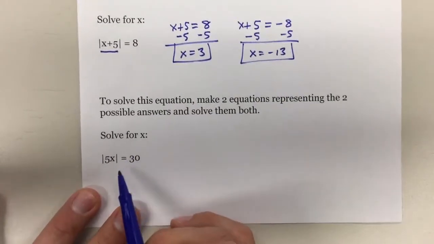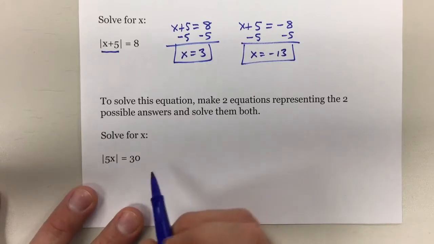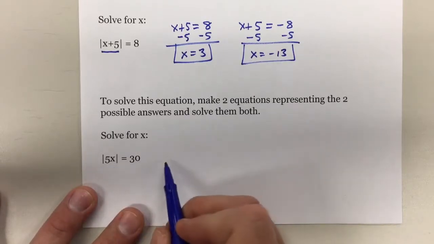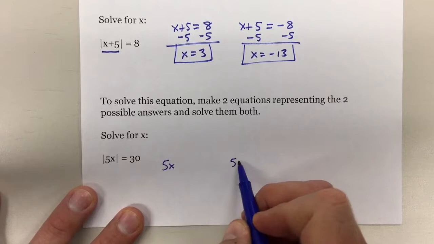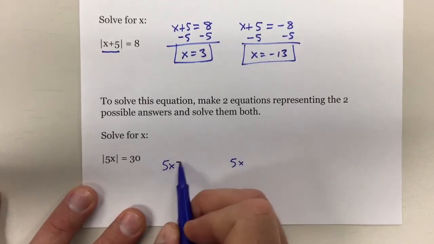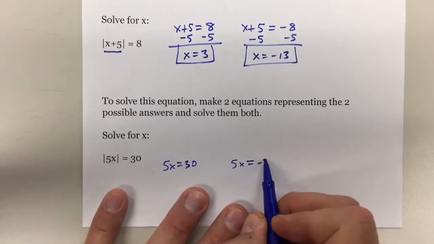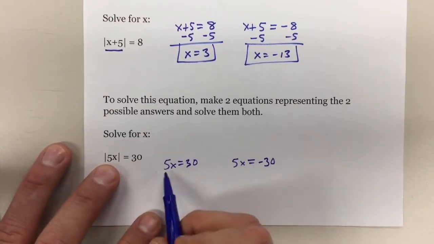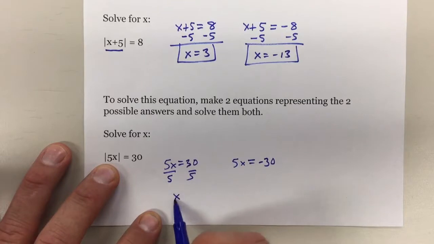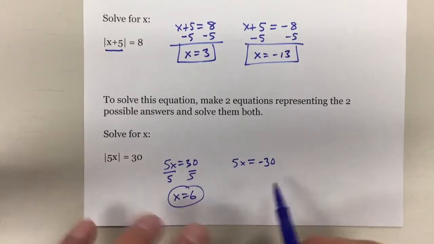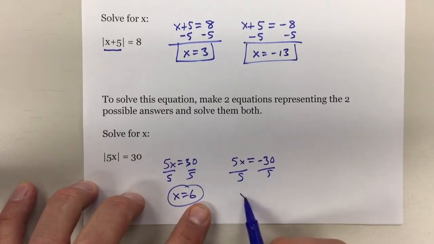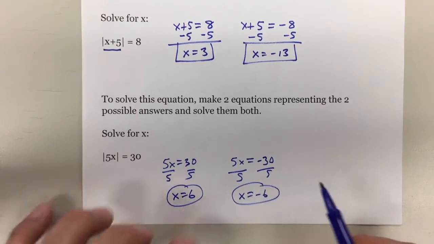Here's another absolute value equation. I have the absolute value of 5x equals 30. Again, whatever's inside the absolute value, you're going to write it down twice. Once making it equal to the positive of the answer, 30, and the other time making it equal to the negative of the answer. This time I'll just divide both sides by 5. One answer is 6. And divide this side by 5. This answer is negative 6.